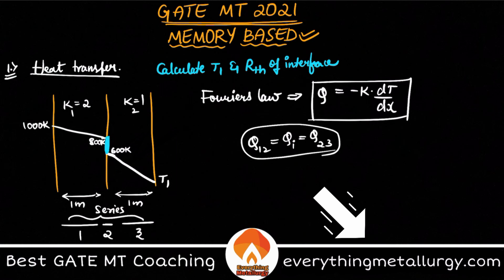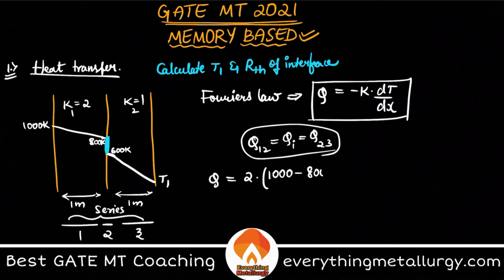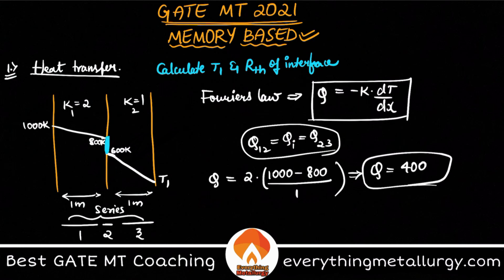For the first one you can easily calculate the heat flux. Q is equal to K, which is 2, into dT, which is 1000 minus 800, divided by dx, which is 1. So 1000 minus 800 is 200, into 2. Therefore Q comes out to be 400. Again watt or watt per meter square, whatever. I'm not bothered about the units as of now.